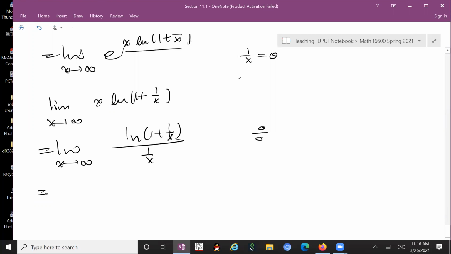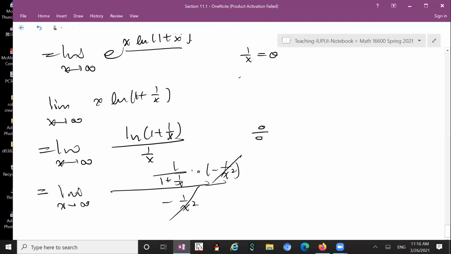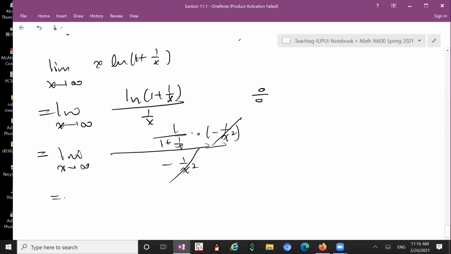So you can use L'Hopital's rule. You will get 1 over 1 plus 1 over x. You see, the derivative is more complicated, and then negative 1 over x squared. And the denominator derivative is also negative 1 over x squared. So these two cancel out. And then the limit is clearly going to be 1 over 1 plus 0, which is 1.